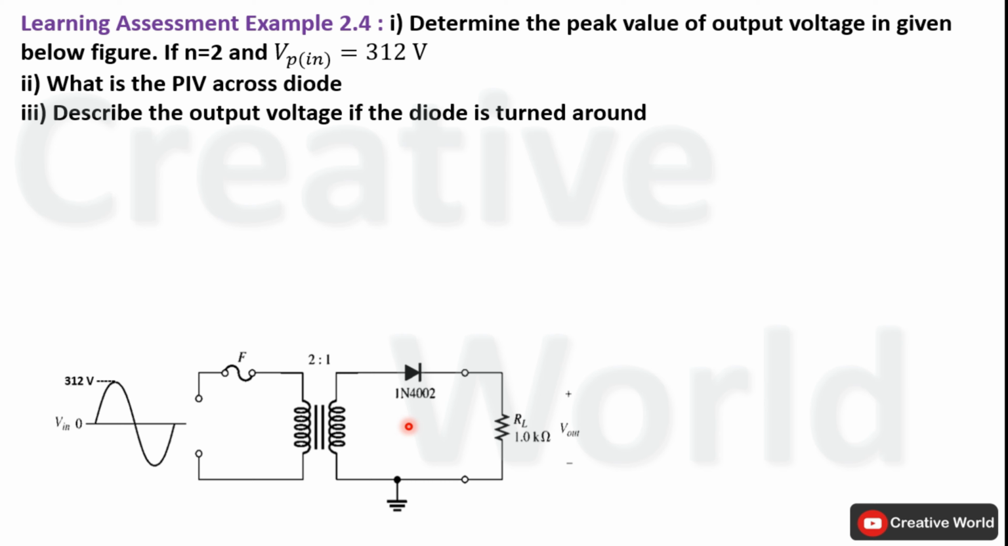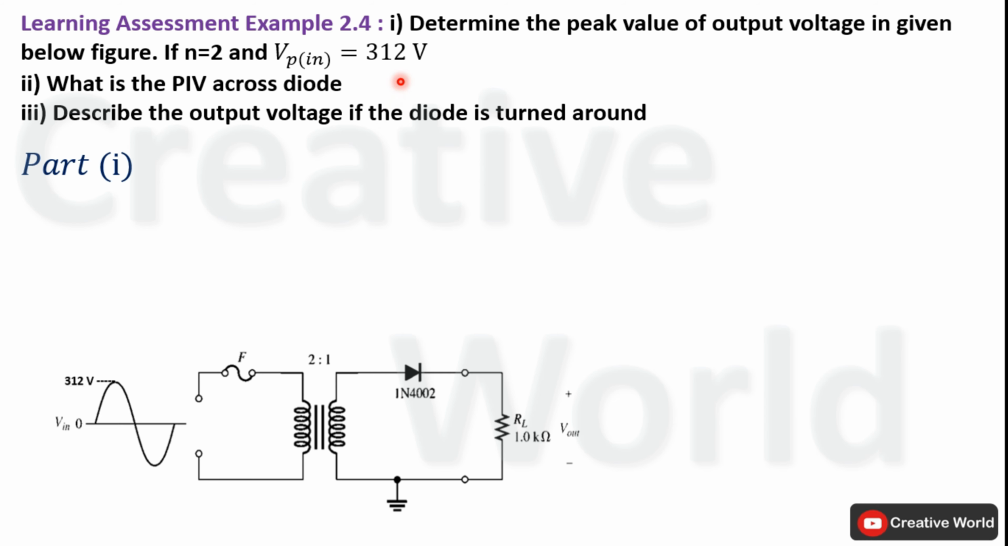This is a half wave rectifier circuit diagram along with an AC coupled transformer which has a turn ratio of 2. Turn ratio 2 indicates that this transformer is a step up transformer. We will start solving this problem from the first part.